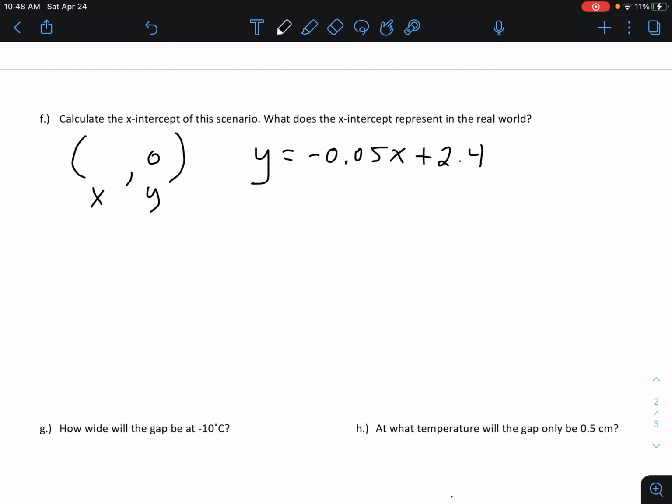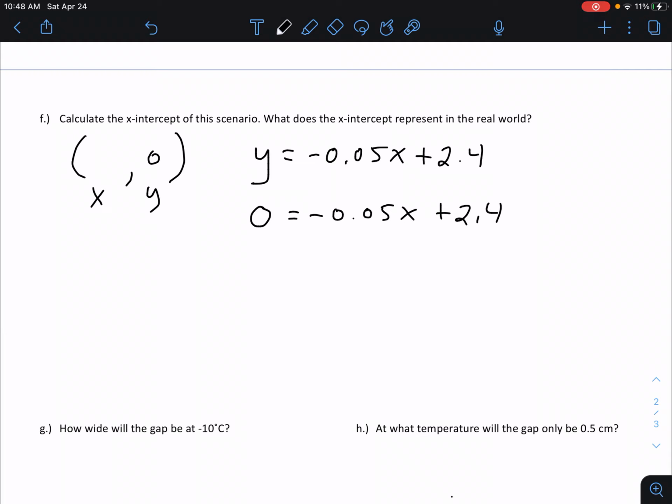And I am going to plug in 0 for y. So that means this is going to be 0 equals negative 0.05x plus 2.4. Okay, now this time I'm going to show you something a little different on this one. In the past, what we've done is subtract the 2.4. But I'm going to show you a little trick with this one.